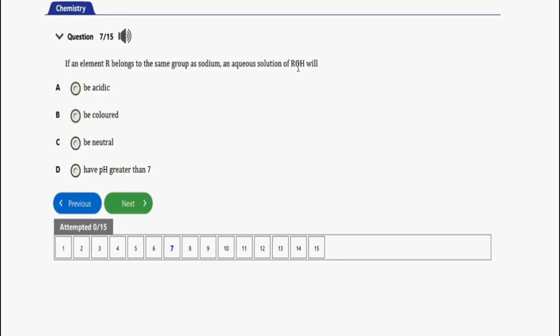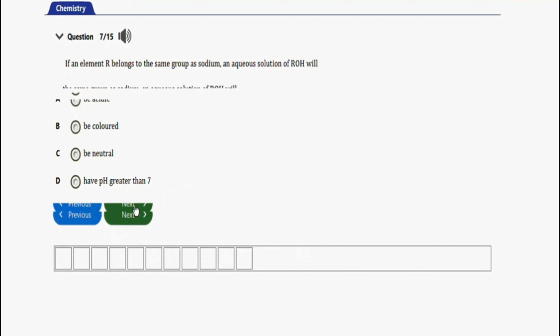So if R belongs to the same group as sodium, it could be potassium. So let's assume R could be potassium. When you substitute R with potassium, this will give potassium hydroxide, which is a base, right? And a base has a pH more than 7. So the right option would be option D, have pH greater than 7.